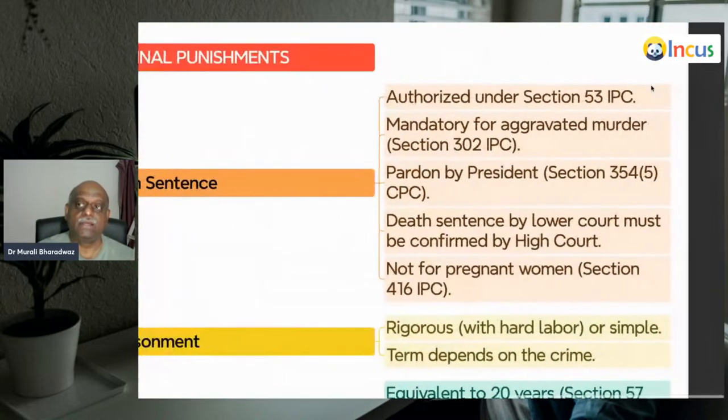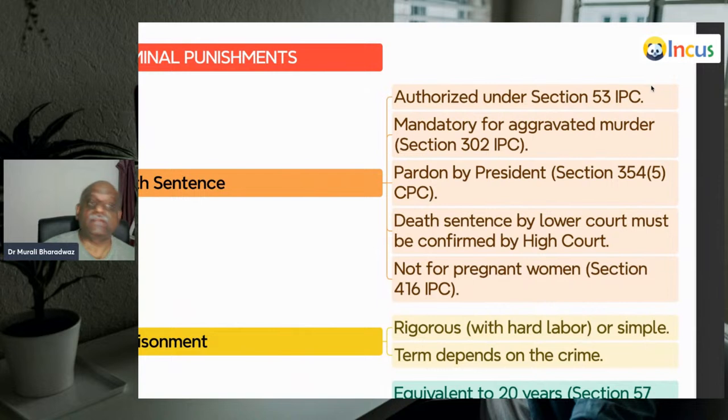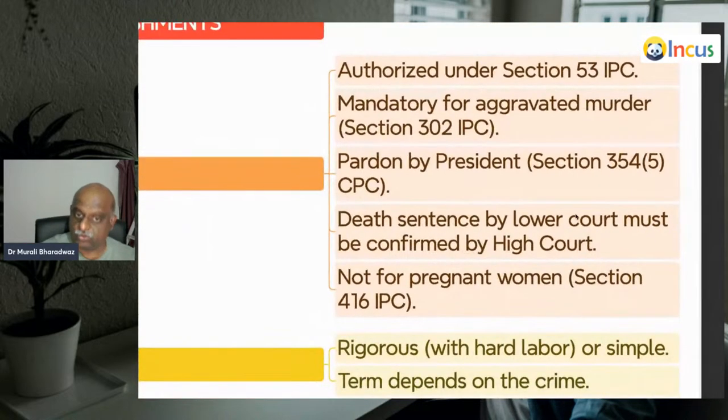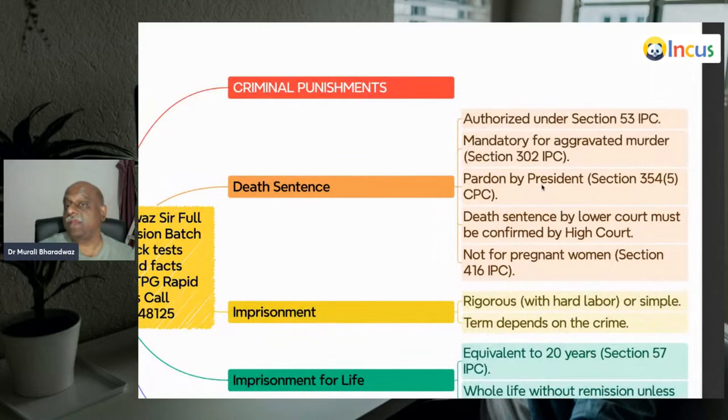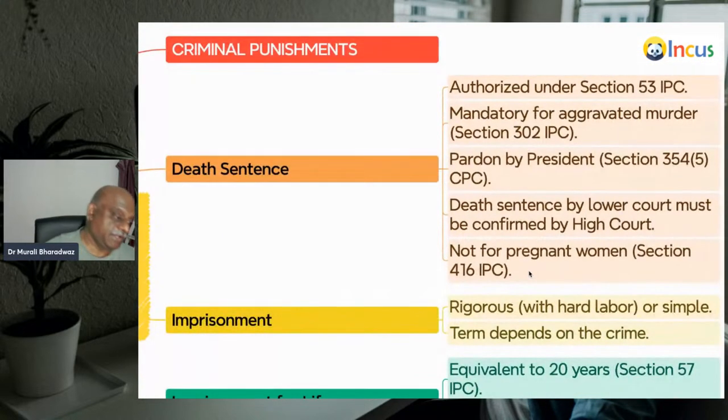Death sentence is authorized under Section 53 IPC, mandatory for aggravated murder. Pardon can be given by the President of India under Section 354. And death sentence, whenever given by a lower court, must always be confirmed by the High Court. And death sentence cannot be given to a pregnant woman under Section 416 IPC.